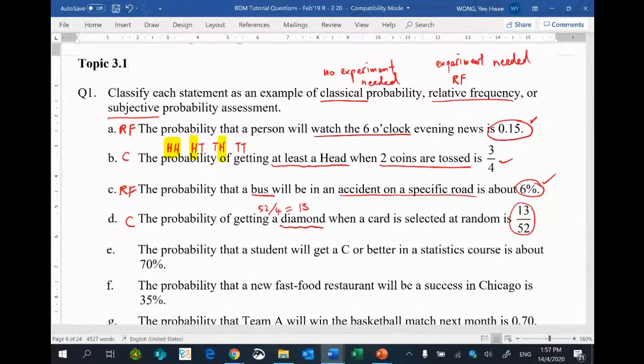Next question. The probability that a student will get a C or better in a statistics course is about 70%.